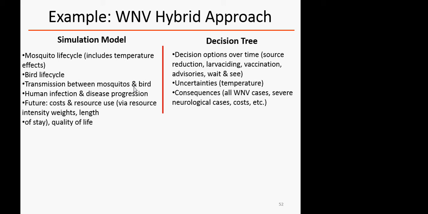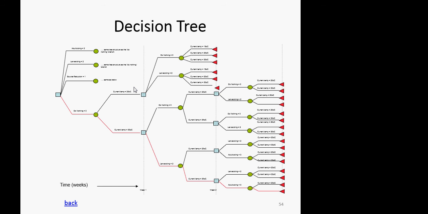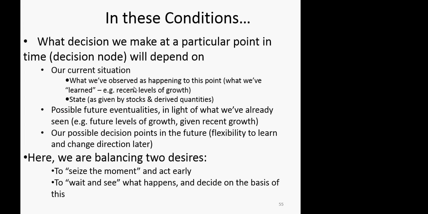And the decision tree here will capture choices to be made over time, things like larviciding, source reduction, vaccination, advisories, and uncertainties about temperature and various types of consequences: cost, West Nile deaths, West Nile cases, etc. So here you might have, for example, a system dynamics model and a decision tree, and you layer them together.